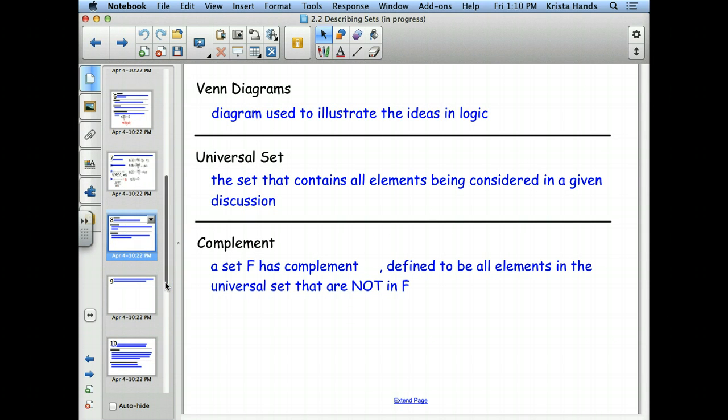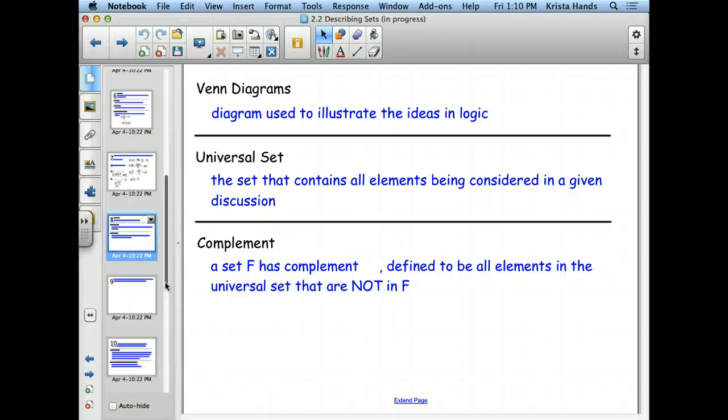Okay. So today we're going to talk about Venn diagrams, and we're going to talk about how we can use them to help us solve logic puzzles. That's the kind of idea that we're going to take a look at today. So first of all, Venn diagrams are used to illustrate ideas in logic.